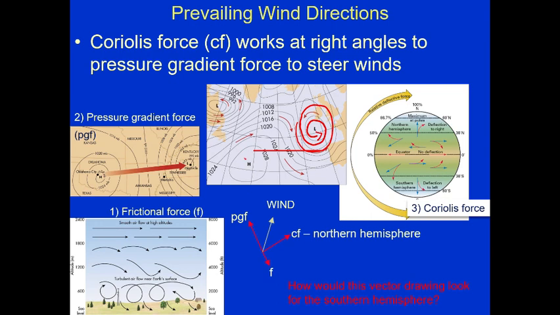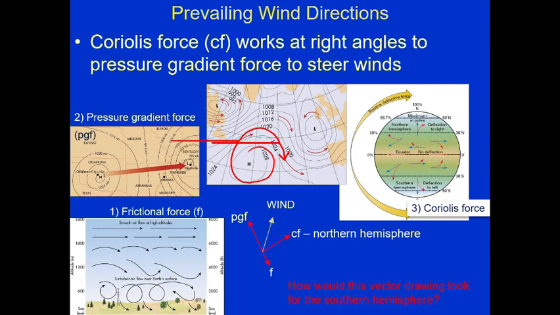Notice that, of course, you're going to have an outward pressure gradient force in a high pressure system, and that's going to again cause deflection to the right because of Coriolis force. You'll notice that you get an outward spiral around a high pressure system. Let me draw that again so that you can see it. But you're going to get an outward spiral that is clockwise because of Coriolis force.